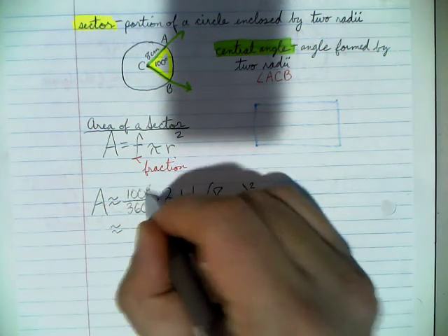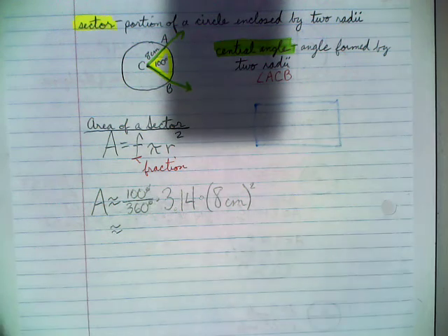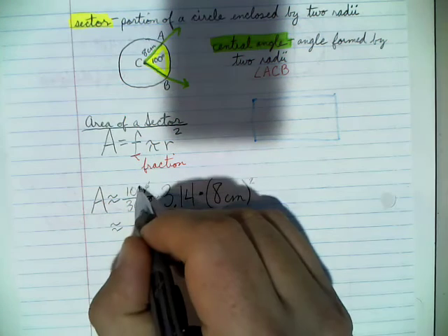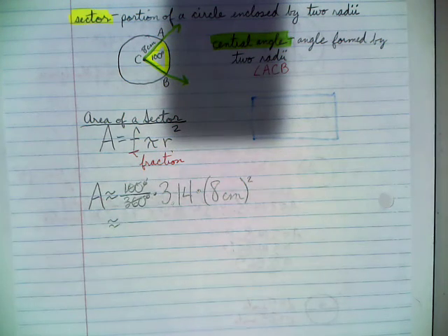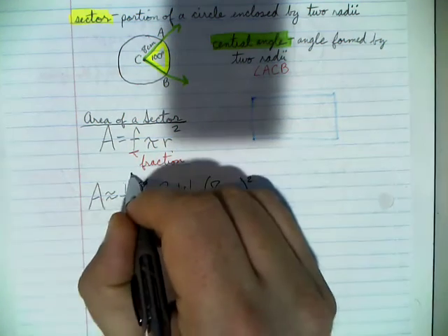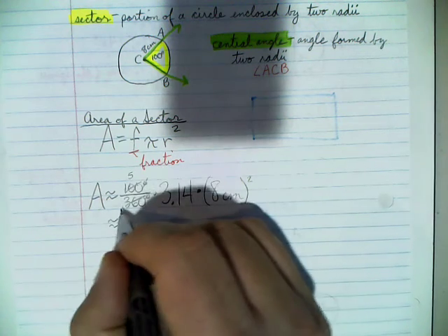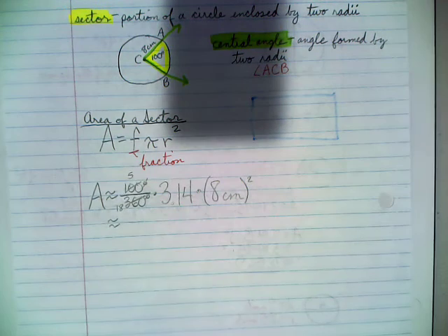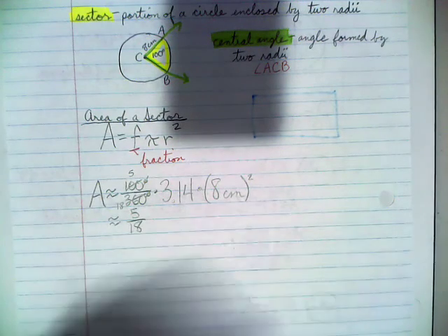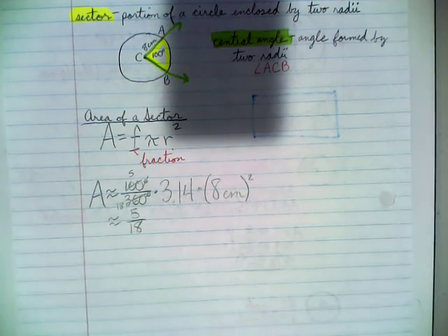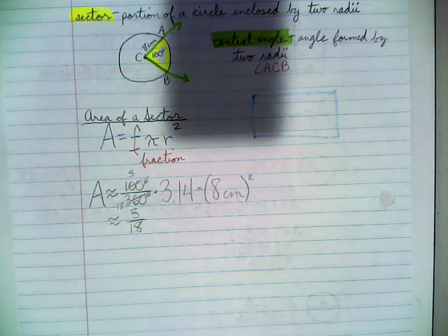So first of all, I would cancel my degrees. Degrees on top would cancel with degrees on bottom. I'd probably reduce my fraction a bit. So 100 and 360 can both be reduced by 20. So 20 goes into 100 5 times, 20 goes into 360 18 times. So I have 5/18 is my fraction. That sector is taking up 5/18 of the circle, so it has 5/18 of the area.